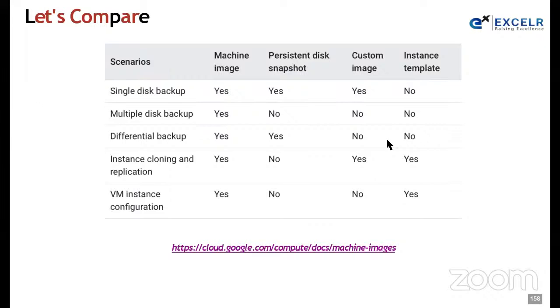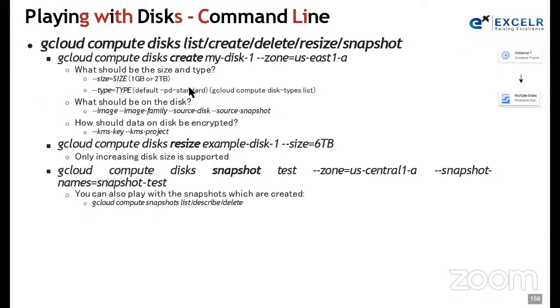Whatever I have explained, this can be done from your GCP console, or it can be done by using the gcloud CLI as well. So these are a few of the commands which you can use to create a hard disk or a boot disk for your virtual machine.